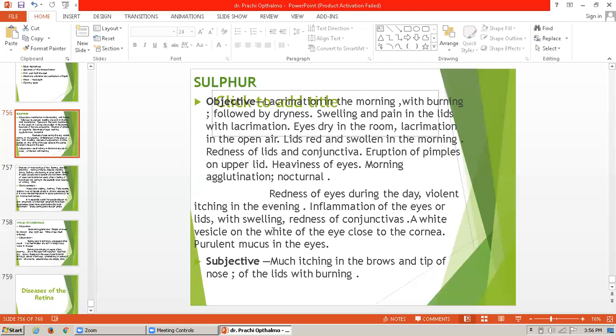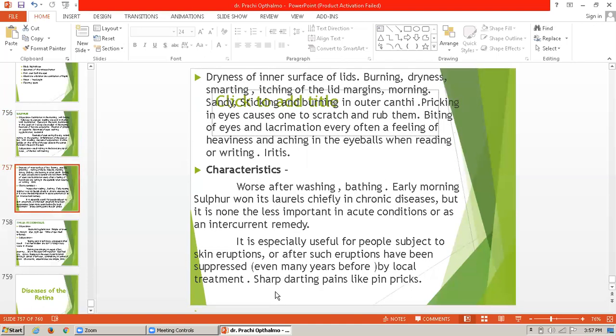Subjectively, the patient feels that there is much itching in the eyebrow and tip of the nose, and of the lid. There is dryness of the inner surface of the lid with burning, smarting, itching of the lid margin and morning sandy sticking, burning in the outer canthus with pricking in the eyes. It causes one to scratch and rub them. Biting of the eyes and lacrimation, very often a feeling of heaviness and aching in the eyeball when reading or writing. So there is iritis.